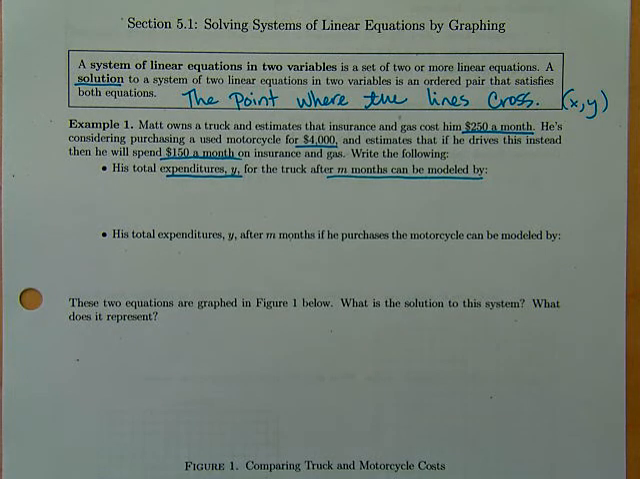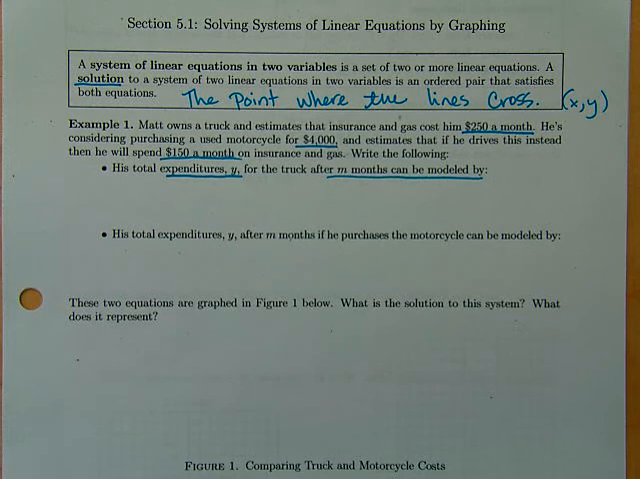y equals mx plus b. Okay, let's use the numbers here, right? So he owns a truck. He estimates the insurance and gas is going to cost him. So does he have to buy the truck? He already has it. So that's zero purchase, right?